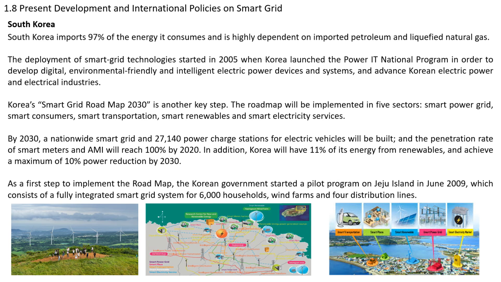they also started pilot projects. In the first step, they implemented a pilot program on Jeju Island in June 2009, which consists of a fully integrated smart grid system for 6,000 households, wind farms, and 4 distribution lines.